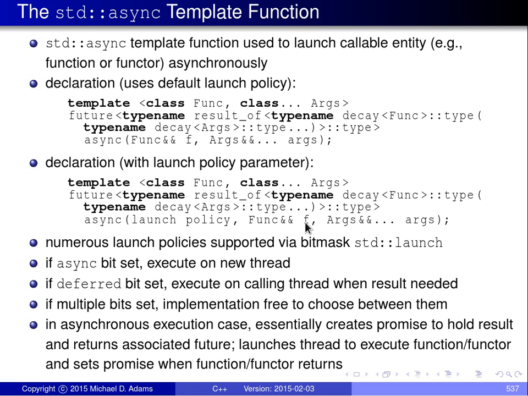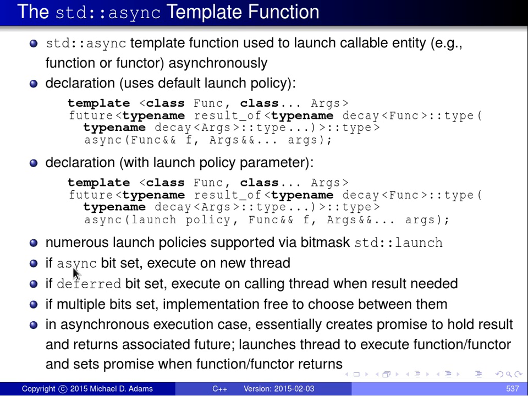Now coming back to the launch policy, what the launch policy allows you to control is when you invoke the function f, do you invoke the function f in the same thread that's calling the async function, or do you invoke the function f in a new thread? In other words, do you run the function f asynchronously in a new thread? And this is controlled by the launch policy. The launch policy is essentially a bit mask, and there are two bits that can be set. There's a bit async and a bit deferred.